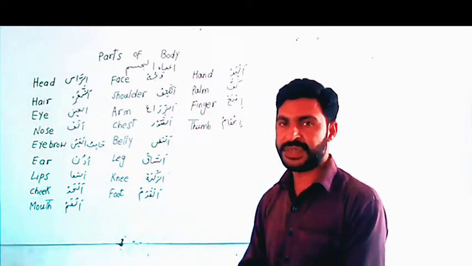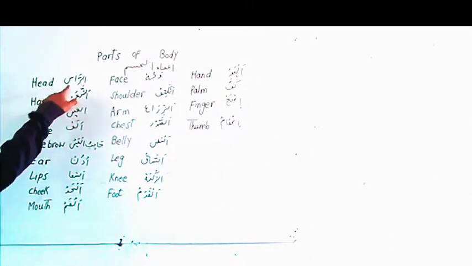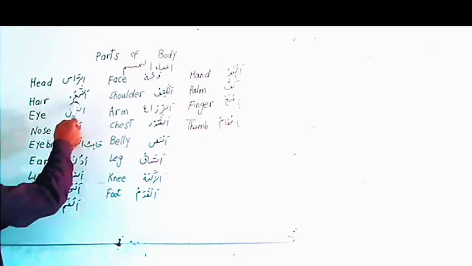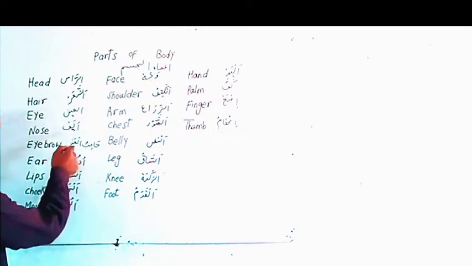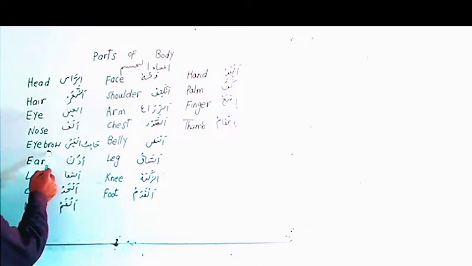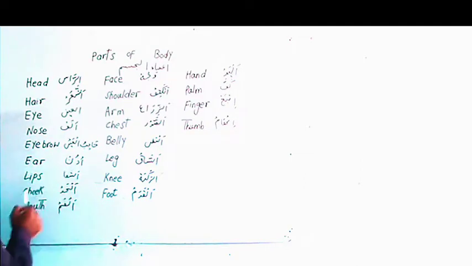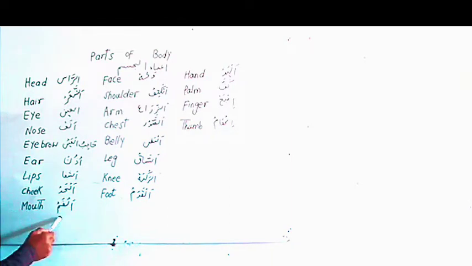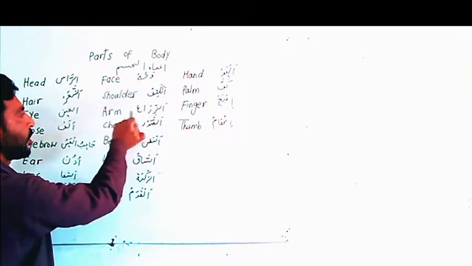So let us repeat it again. Head or ras. Hair, ashar. Eye, al-ayn. Nose, anaf. Nose, in Arabic we pronounce it anaf. Eyebrow, hajib al-ayn. Ear, uzun. Lips, al-shifa. Teeth, al-khud. Mouth, al-fam. Face, wajh. Shoulder, al-katif.